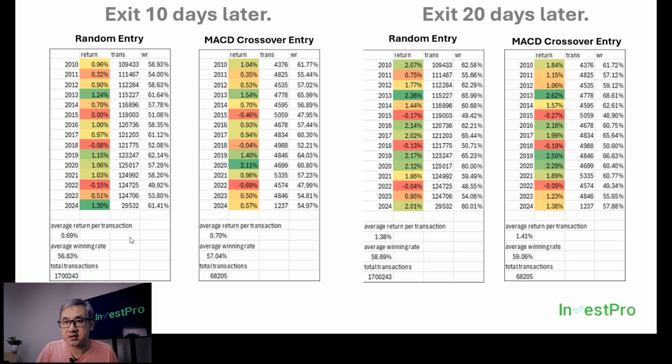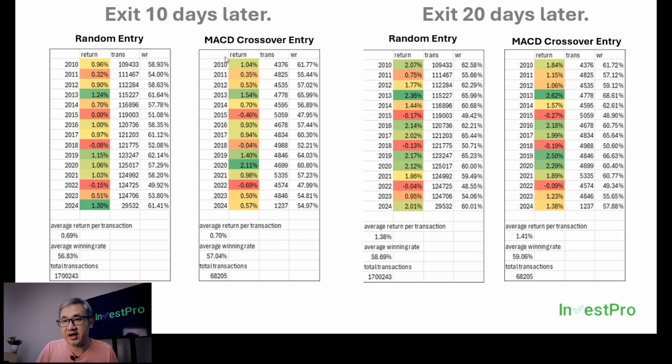One is 0.69, one is 0.70. It's kind of insignificant, I would say. And talking about the average winning rate, the MACD crossover is giving 57.04%, and it's very close to the random entry. So this tells you that when you make a random entry and random exit 10 days later, your average winning rate is 56.83%, compared with the MACD crossover.